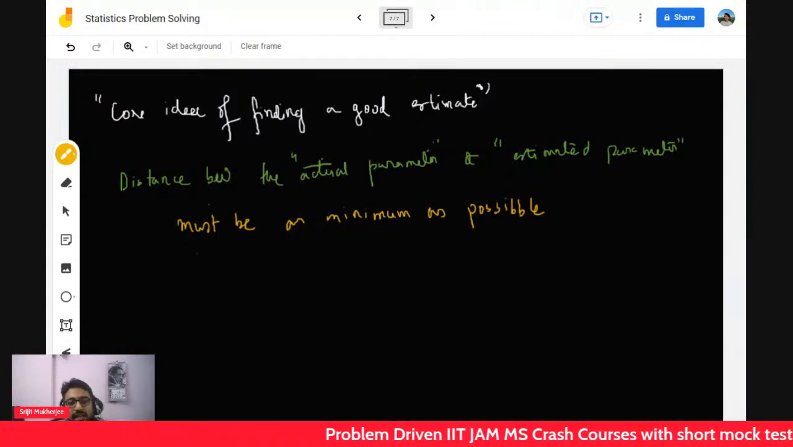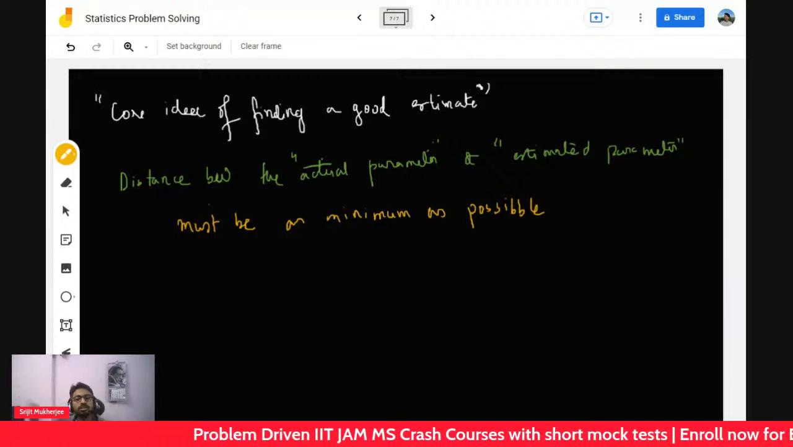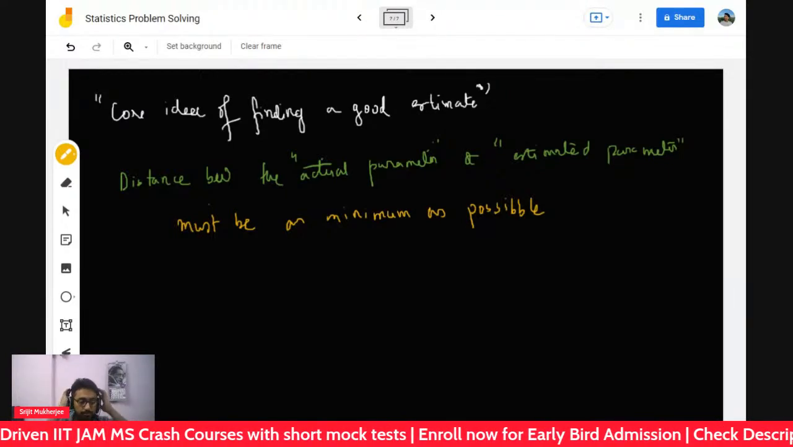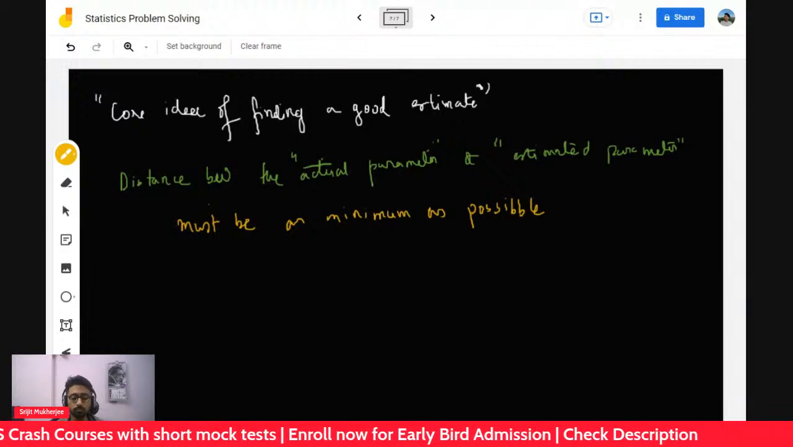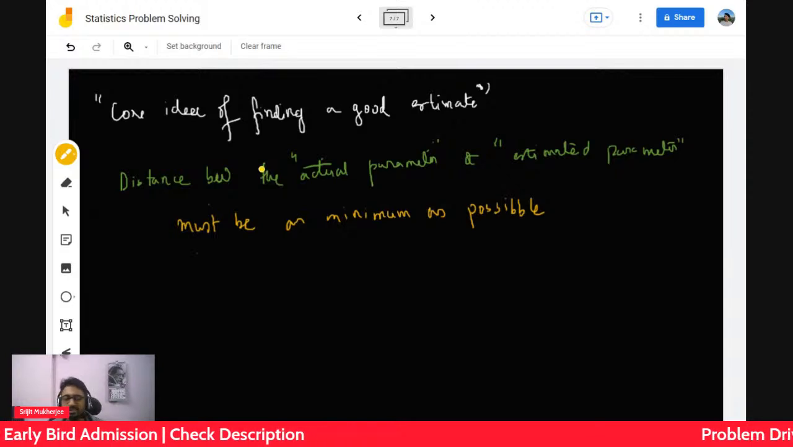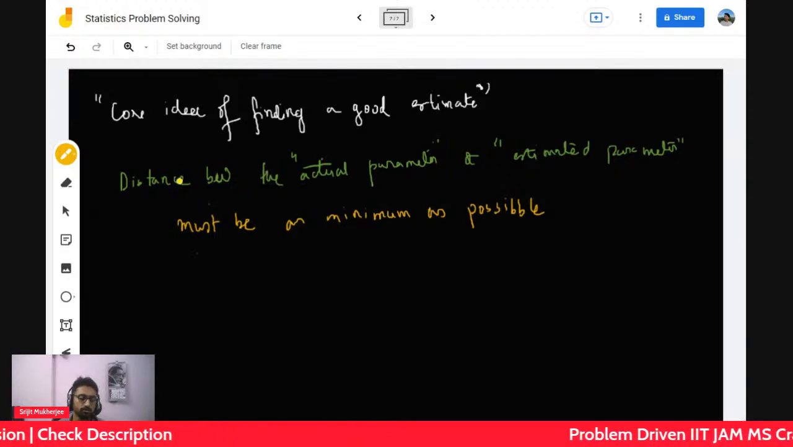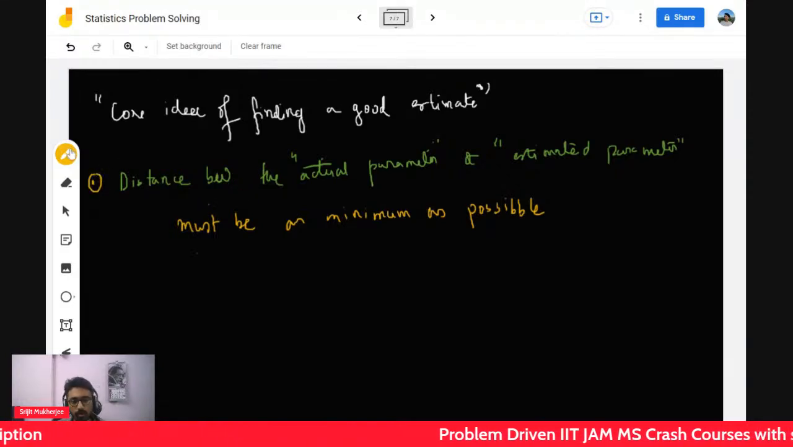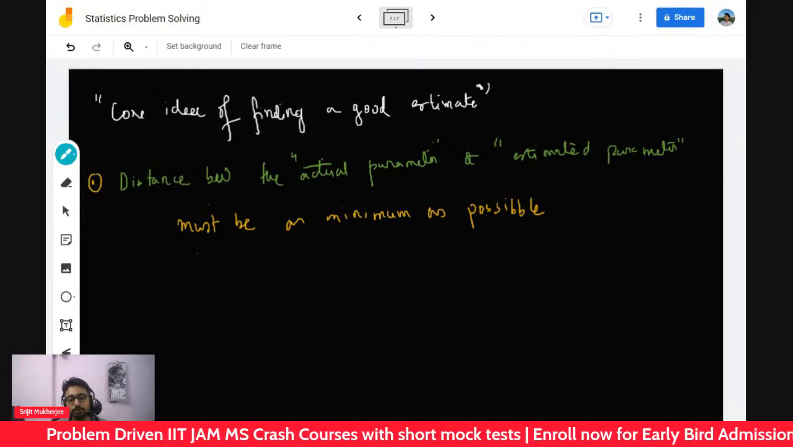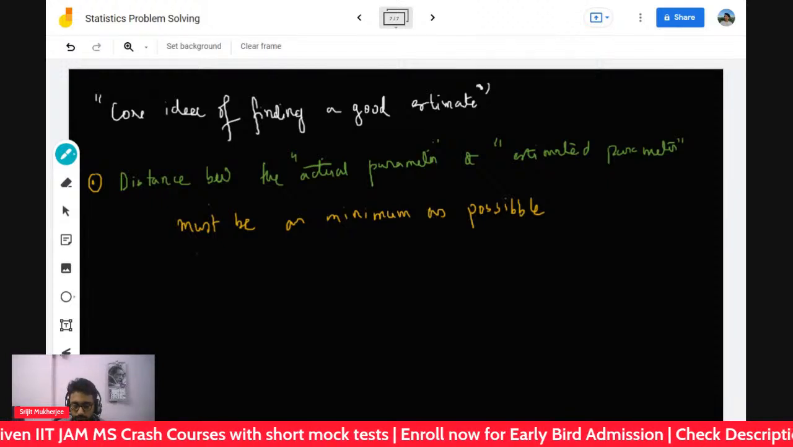In some sense, likelihood can be framed into a distance parameter, but that I have not done. It can be framed in that way, okay? But that's something we are not doing because that will take some time, and it is not something doable now. We can do it sometime else, or I can make a video on it. So the idea is that the distance between the actual parameter and the estimated parameter must be as minimum as possible.